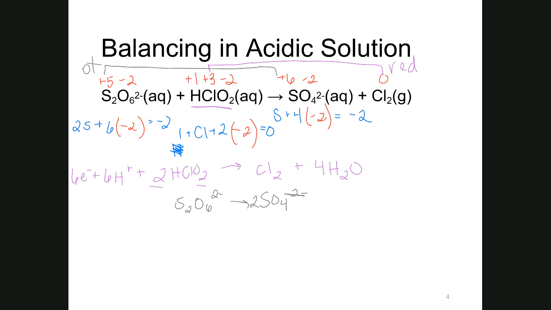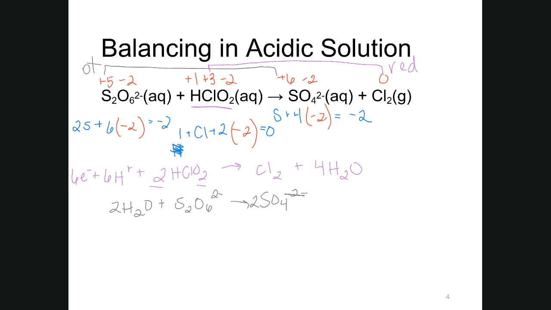Then we balance oxygen by adding water. So on the left side of our equation, we have 6 oxygens. On the right side of our equation, we have 8 oxygens, 2 times 4. So 6 versus 8, we need 2 more oxygens in order to balance. So we're going to add 2 water molecules on the left side. And now we have 8 and 8.